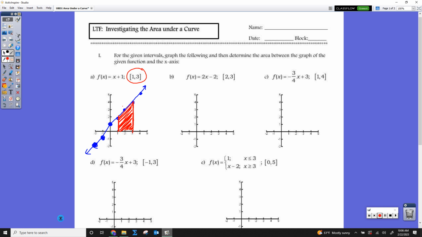And so when it asks all of these, you can see I have 2, 3 on this problem, 1, 4, and so on and so forth. It's asking you to determine what's the area between the curve that you graph and the x-axis between those x intervals. So within that interval of x's, rather. So part A, you can see we're going from 1 to 3. We have a trapezoid.